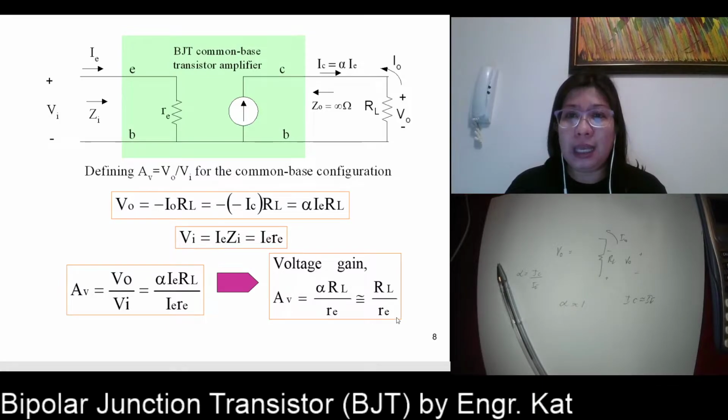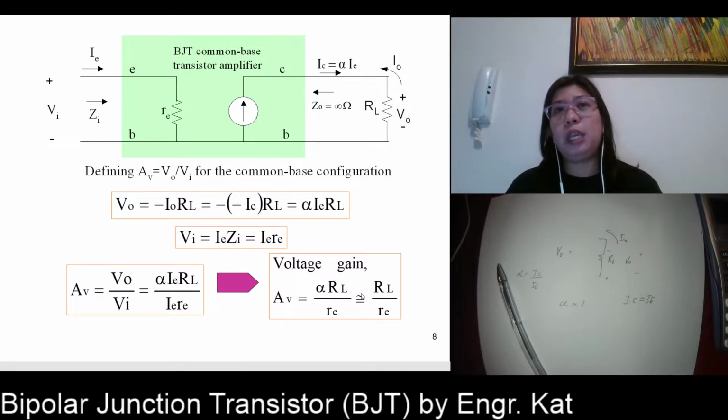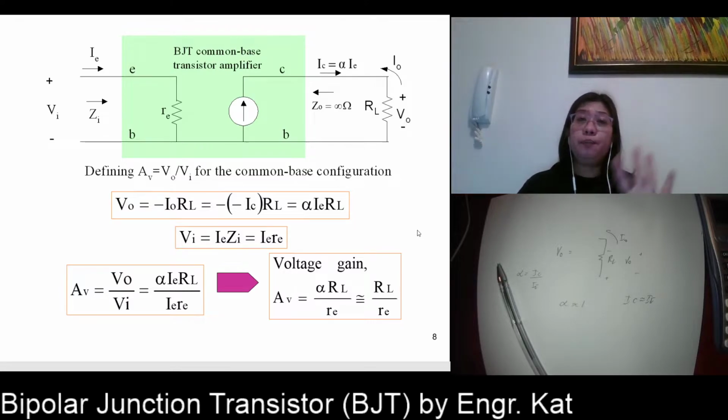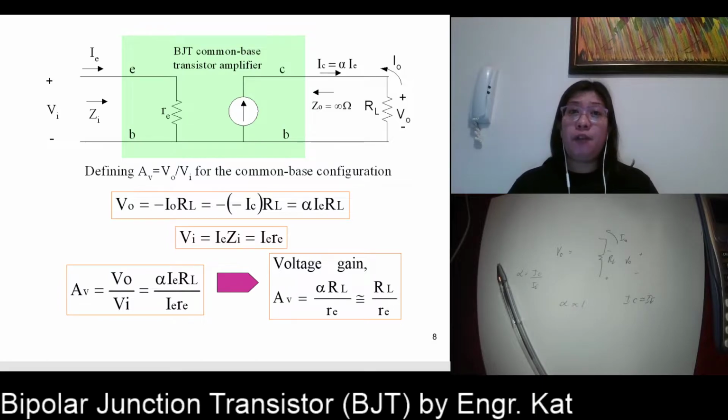Why? Because RE is usually a very, very low value, lesser than 50 ohms, and RL is usually in terms of kilo ohms. So we have here a value which is larger than 1. That means there is a voltage amplification for common base. So in common base, no current gain, but we have a voltage gain.